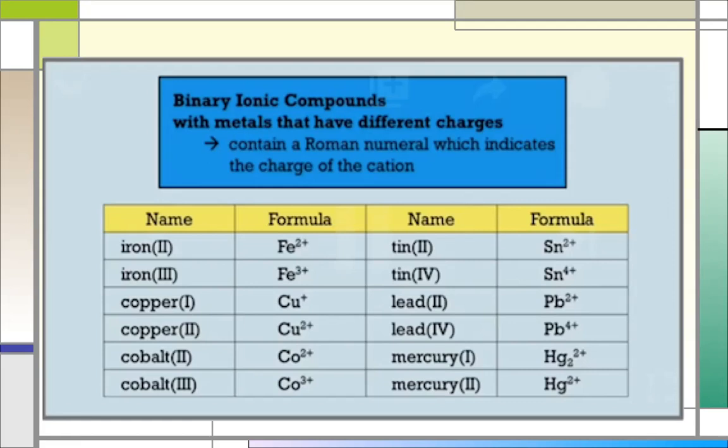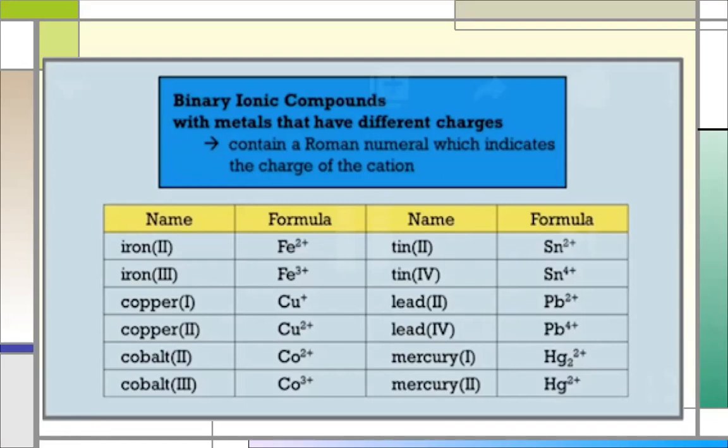This time, we will discuss binary ionic compounds with metals that have different charges. These metals contain a Roman numeral which indicates the charge of the cation. So what are the Roman numerals? We have iron 2, iron 3, copper 1, copper 2, cobalt 2, cobalt 3. Then you have tin 2, tin 4, lead 2, lead 4, mercury 1, mercury 2.